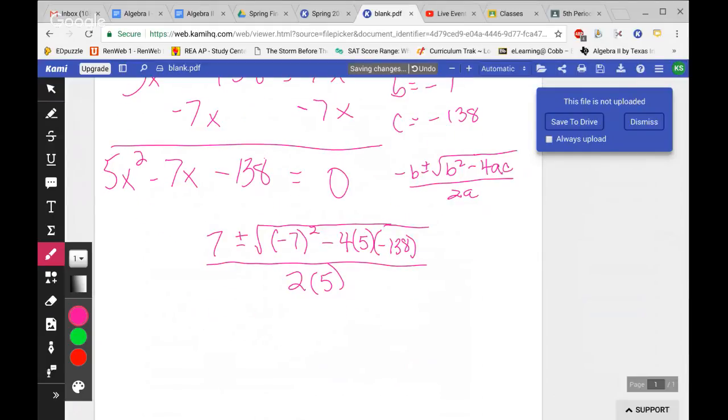So now we have 7 plus or minus 49. Then we've got -4 times 5, which is a -20. And then a -20 times a -138. So that's going to give us a positive, what is that, 256? Is that right? What is it? 276.